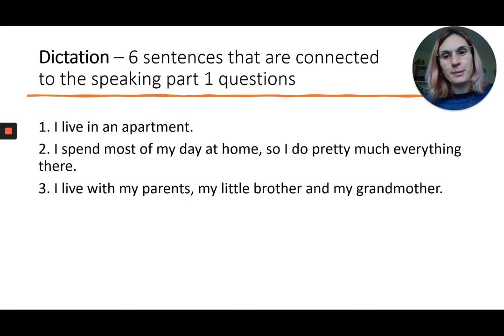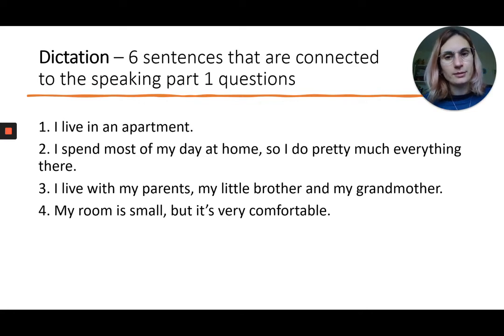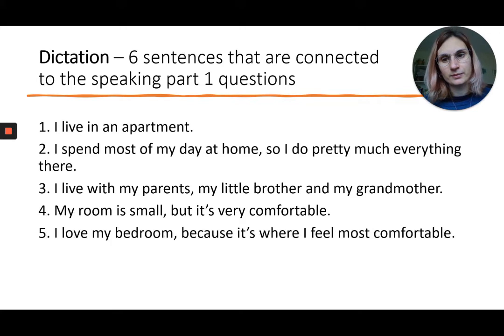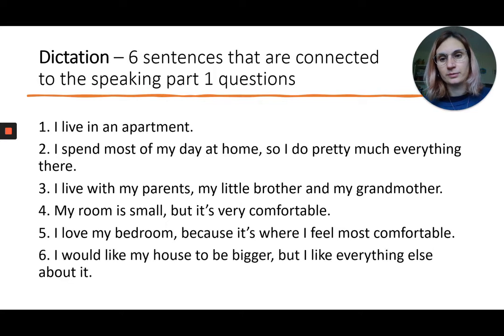3, I live with my parents, my little brother, and my grandmother. 4, my room's small, but it's very comfortable. 5, I love my bedroom because it's where I feel most comfortable. And 6, I would like my house to be bigger, but I like everything else about it.